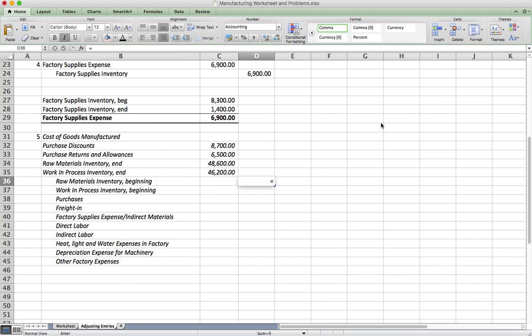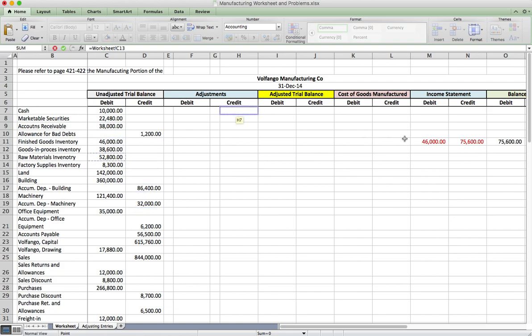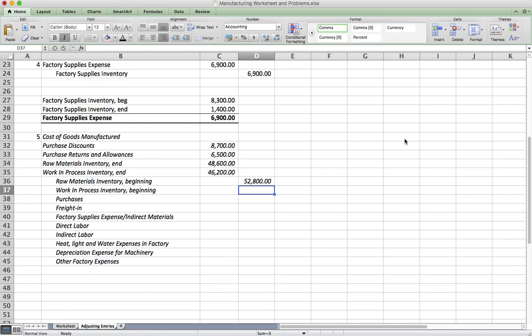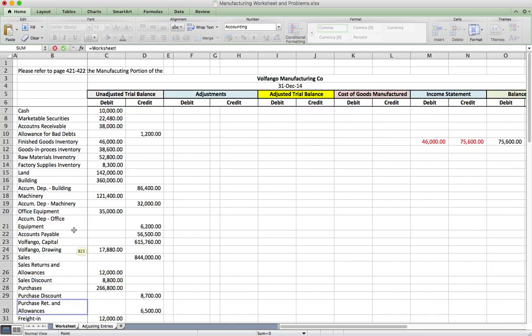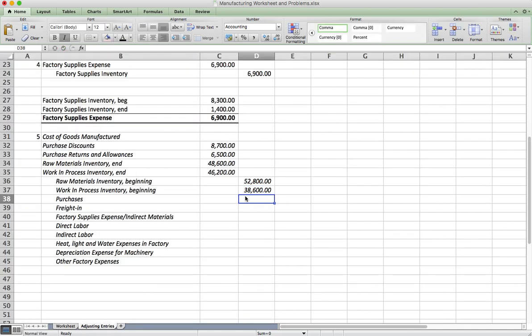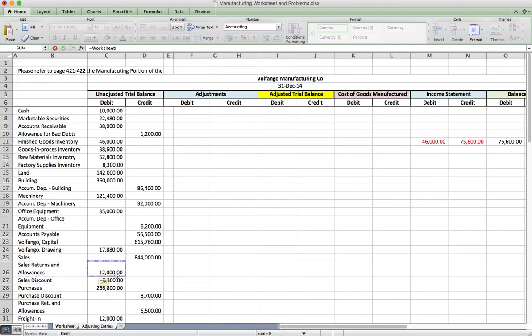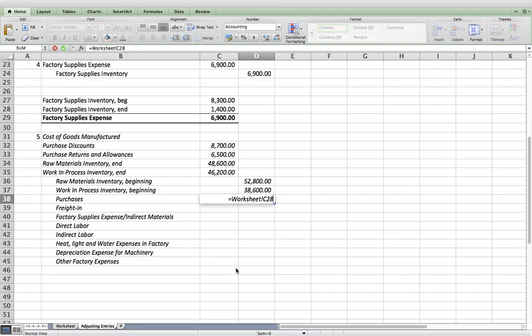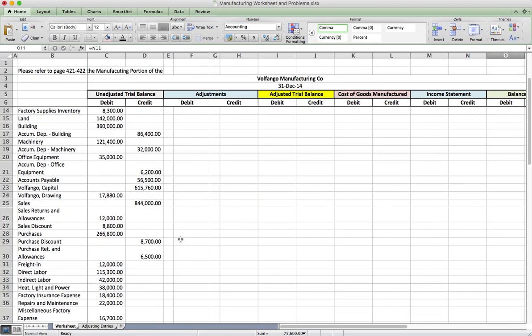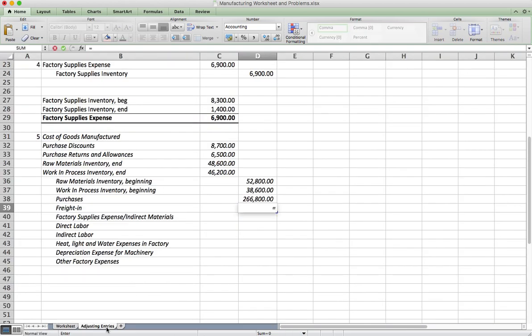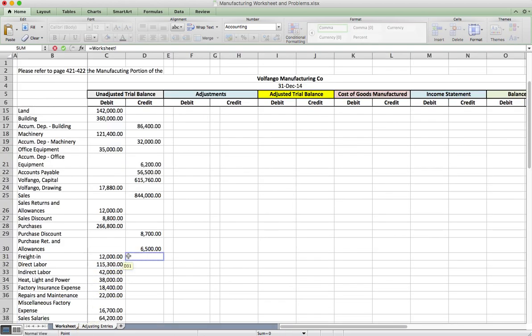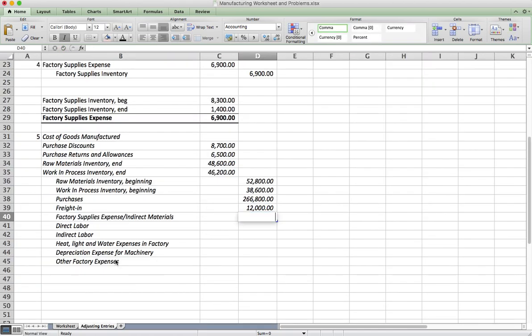And then raw materials beginning inventory. Go back to the worksheet. Raw materials inventory beginning, 52,800. And the work in process inventory beginning, goods in process, 38,600. And then purchases, how much is the purchases? 266,800. Freight in, 12,000. Direct labor and then factory supplies expense.